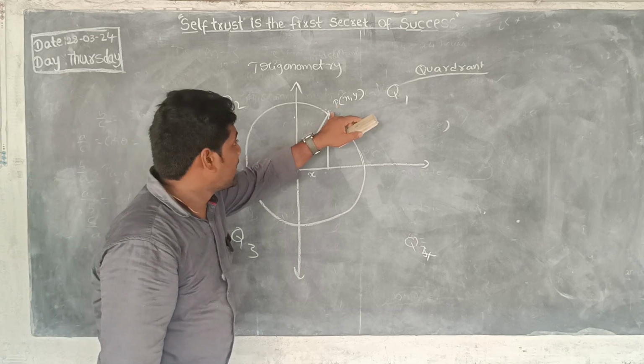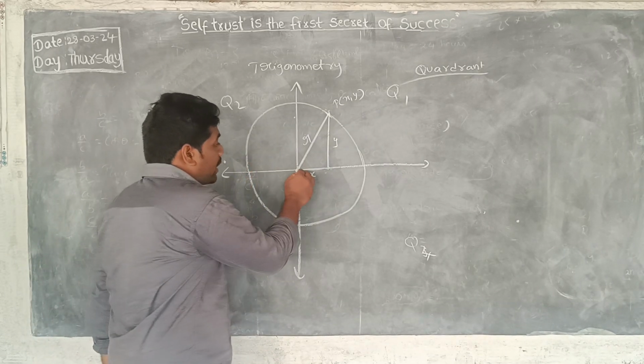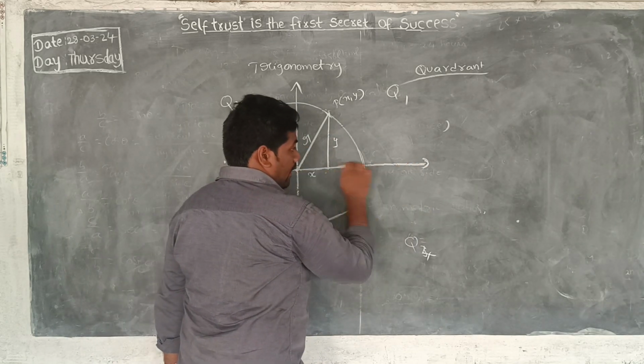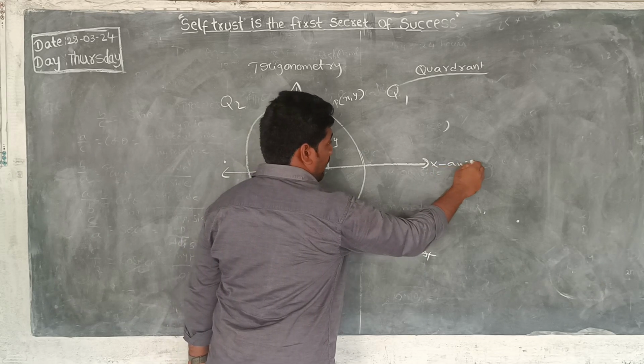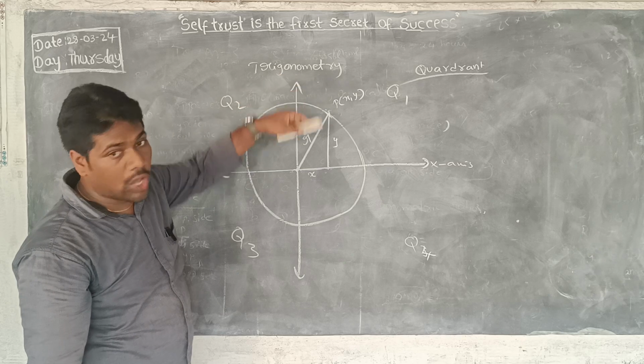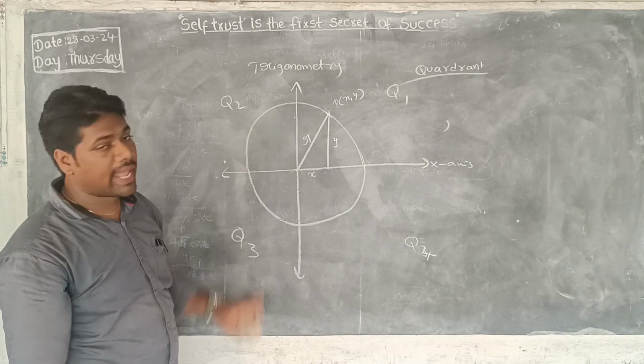So if the point is in the first quadrant, this is y by x. In this quadrant, OX is positive direction. These all are positive values. This left hand side are negative values. This top side are positive values, and down negative values. We already know about rectangular coordinate axis.